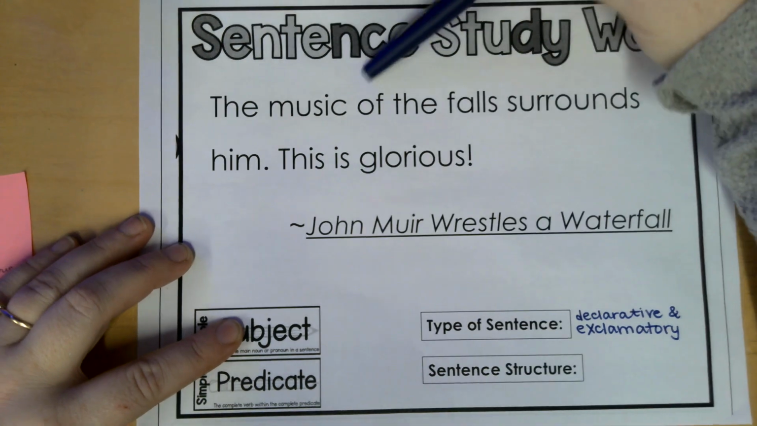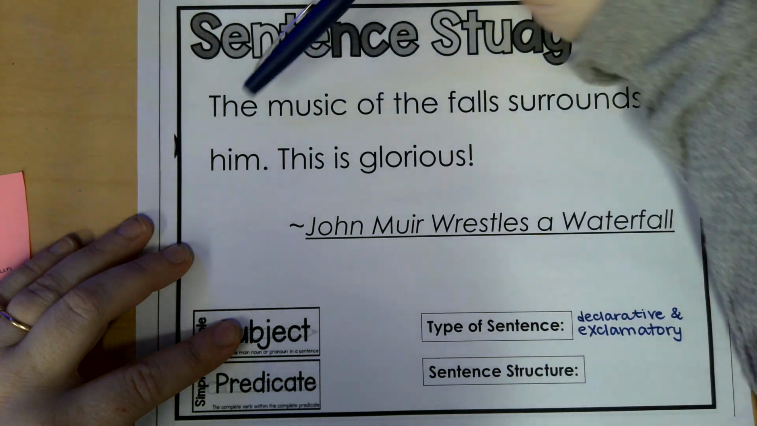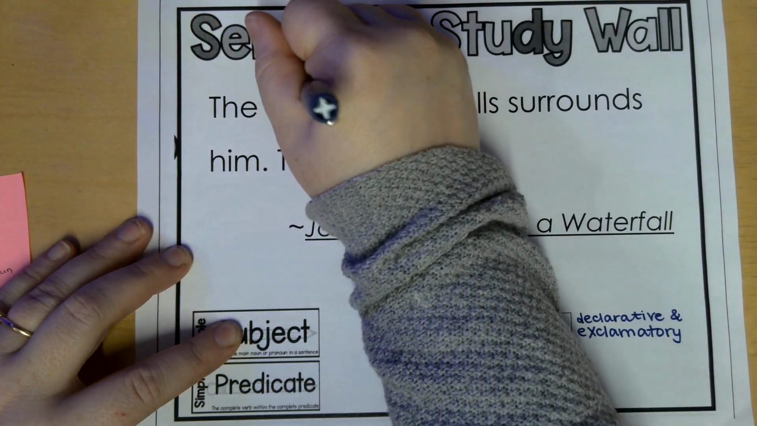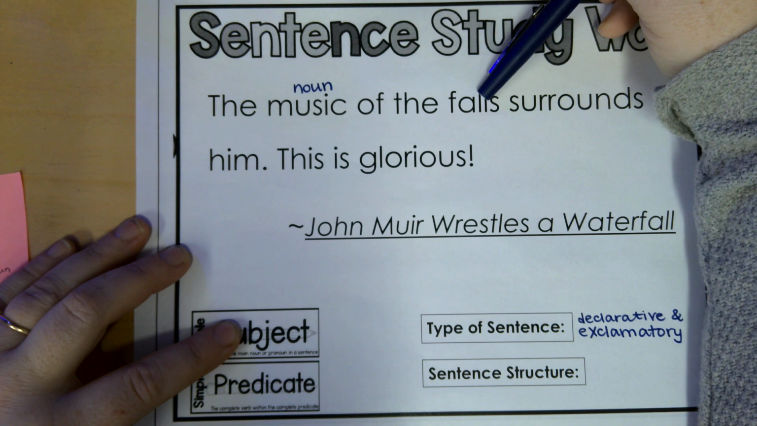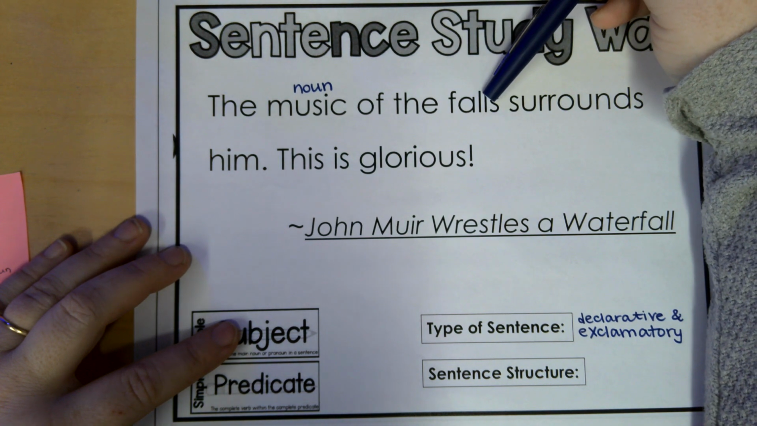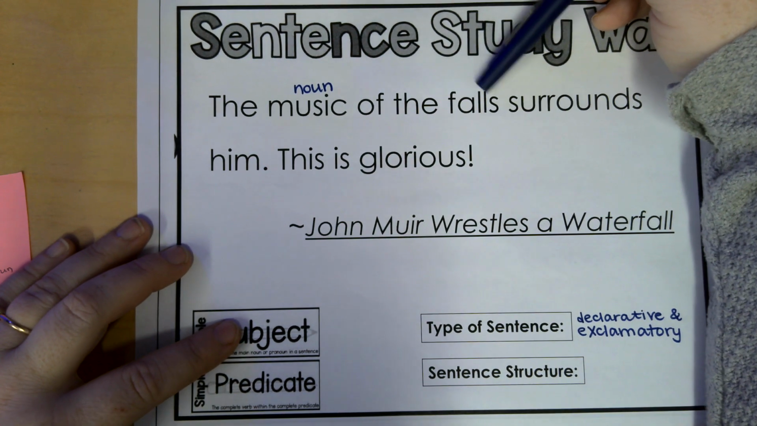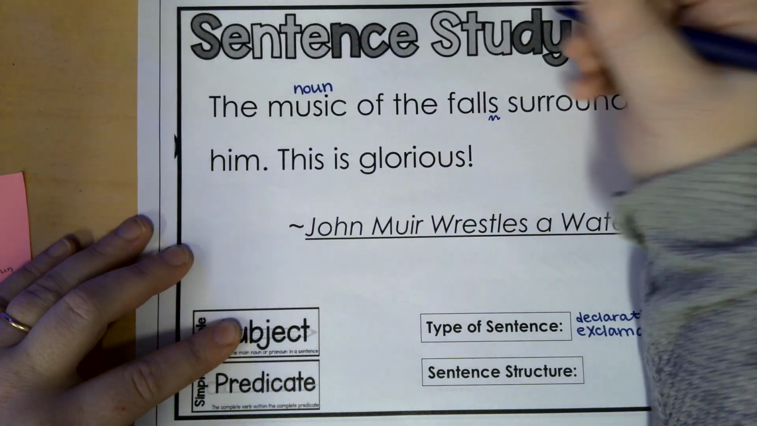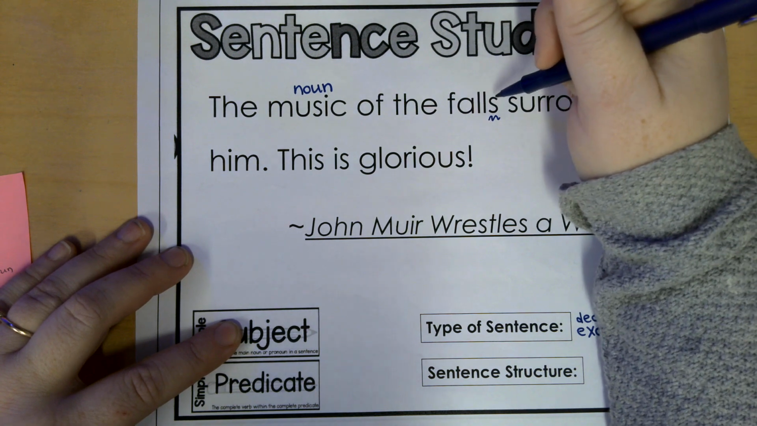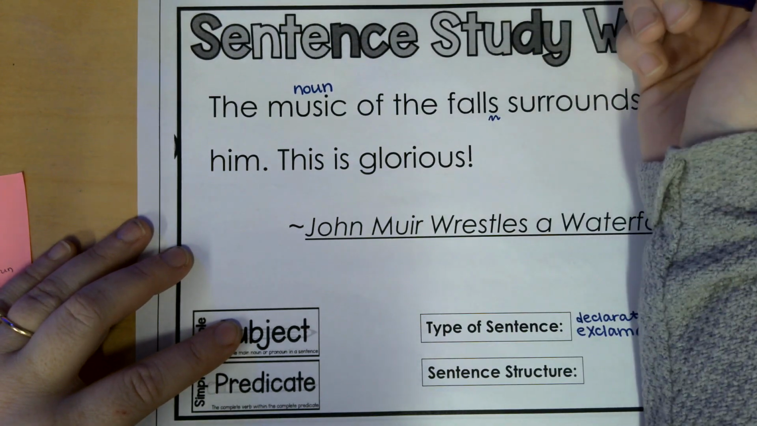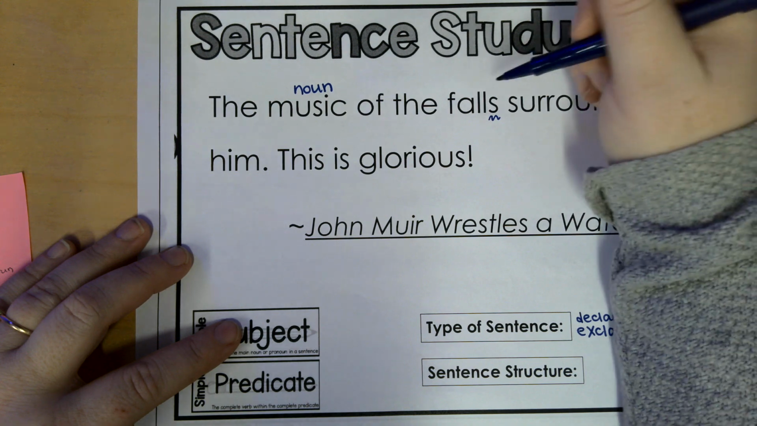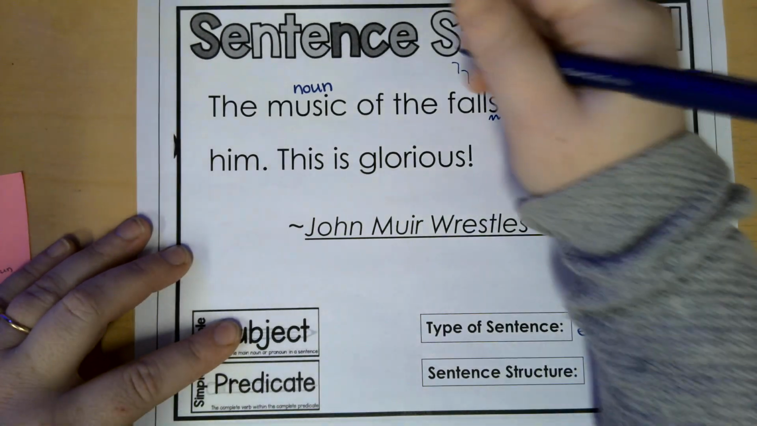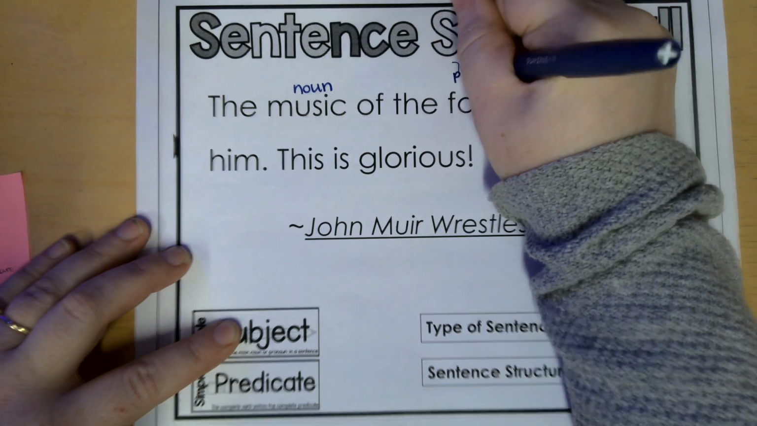All right. Just like always, let's look through for our parts of speech. The music. Music is a thing, so that is a noun. Of the falls. Okay, falls. That's referring to a waterfall, which is also a thing. It's a place. I tried to decide if we should consider this plural or not, because it does have an S on it, but technically it's one waterfall. But I think with many waterfalls, they call them falls because there's one and then another and then another. So let's call it plural noun.